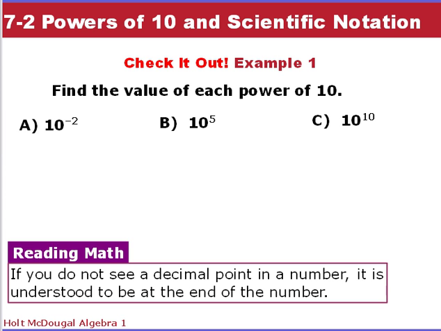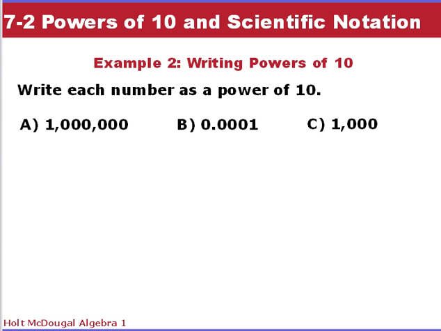Here are some check it outs. And remember, reading math, if you do not see a decimal point in a number, it is understood to be at the end of the number. So if we have, for example, 2, that's actually 2.0, and zeros continue on. The decimal is always going to be to the right of the end of that number.